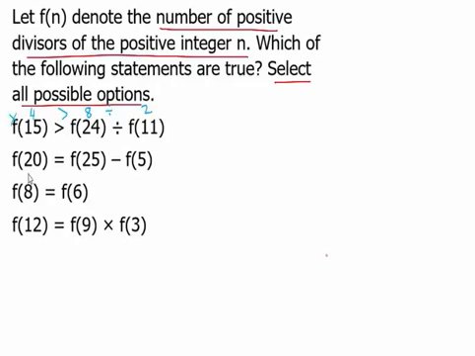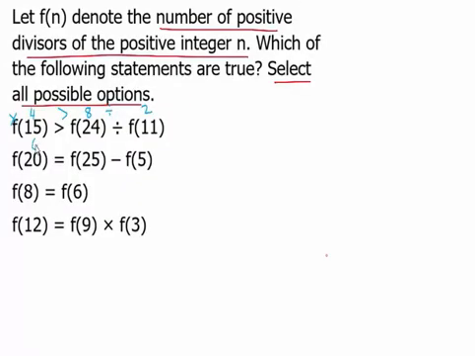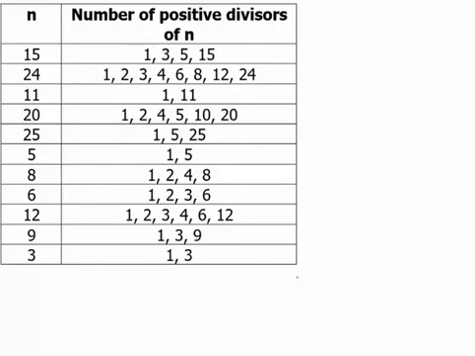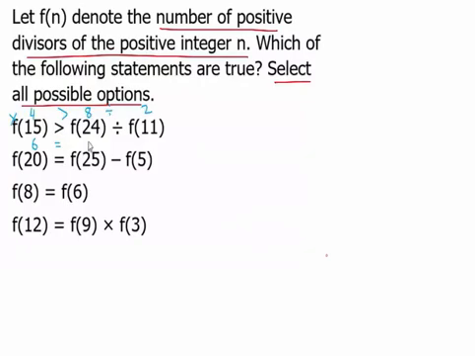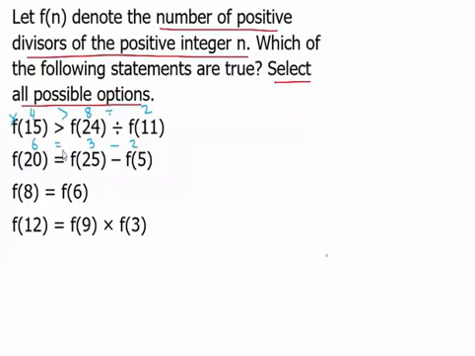We move on to the second statement. F20 is 1, 2, 3, 4, 5, 6. So we have a 6 here. Is this equal to F25 minus F5? F25 is 1, 2, 3. The positive divisors of 25 being 1, 5 and 25 only. So we have this as 3 minus the number of positive divisors of 5, and that's just 1 and 5, which is 2 positive divisors. So F5 is 2. And certainly 6 is not equal to 3 minus 2. Therefore, this is not right.